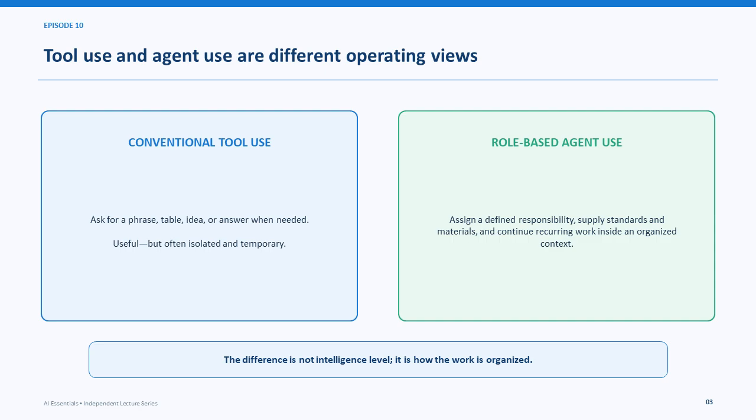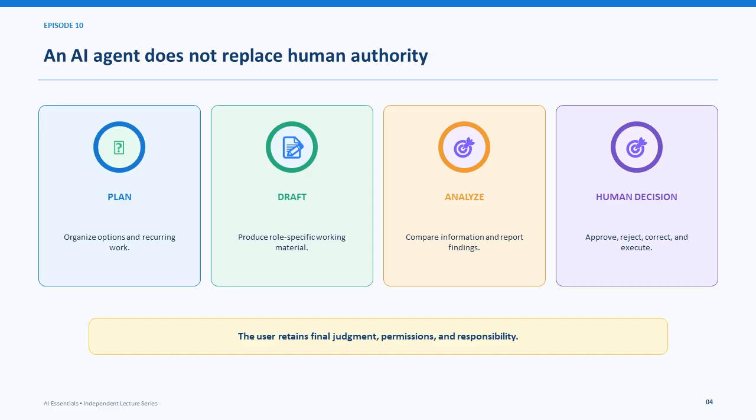Conventional tool use handles a file, task, or answer when needed. Role-based use assigns a defined responsibility, standards, materials, and recurring work. The difference is organization, not intelligence level. An AI agent can organize options, produce structured material, compare information, and repeat a process. A person approves access, content, use, and results. Human authority remains in control.